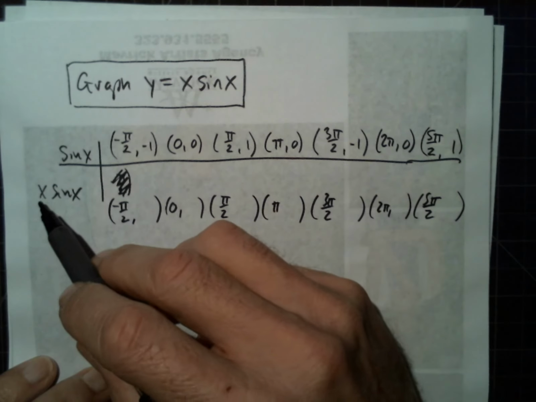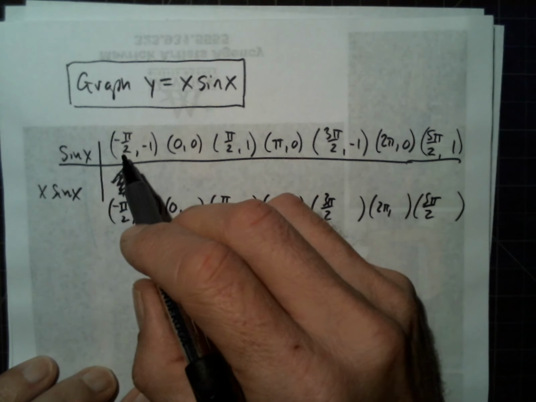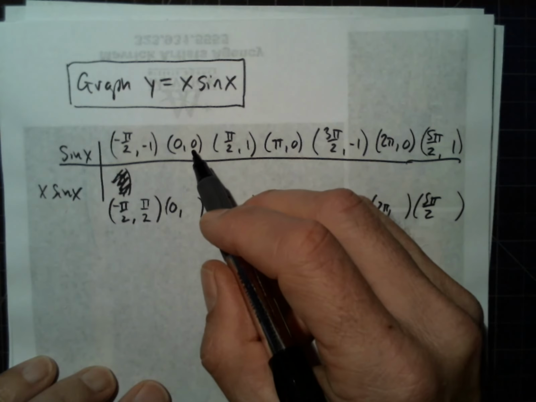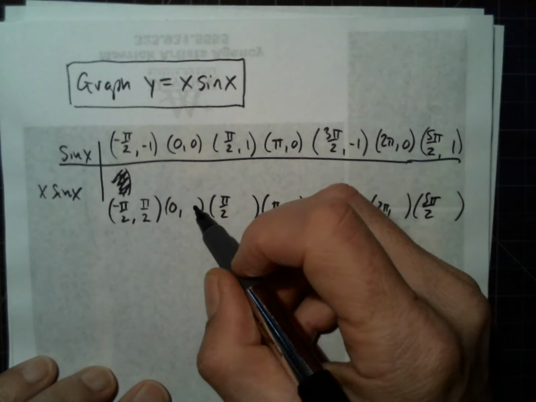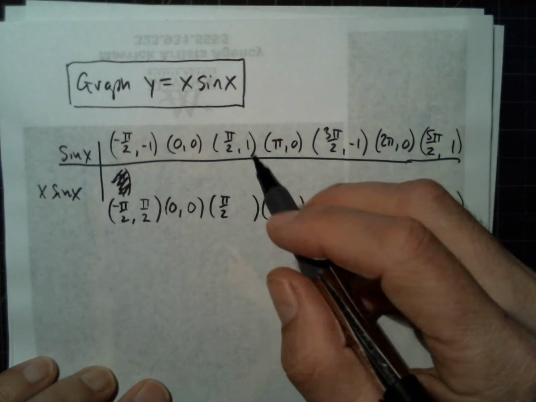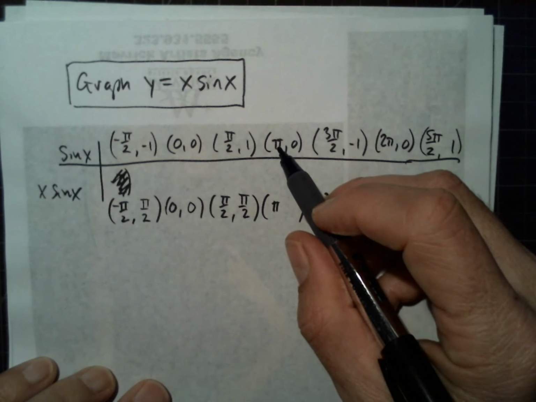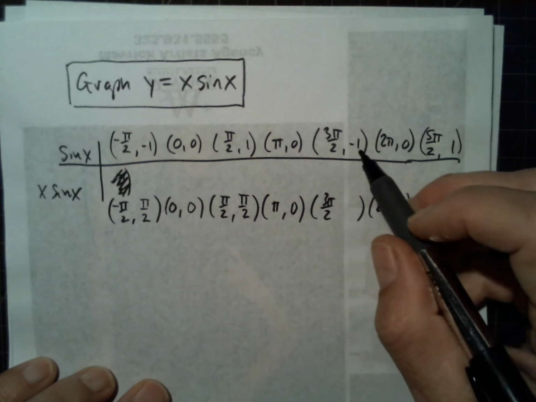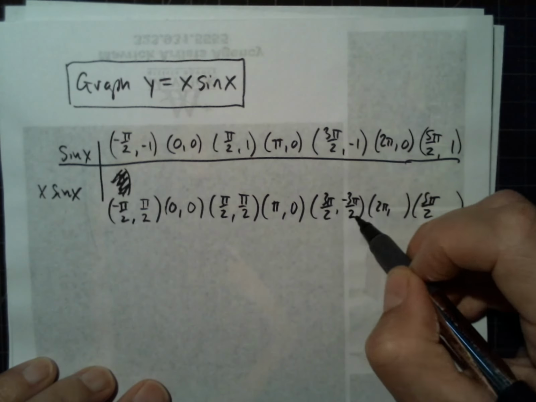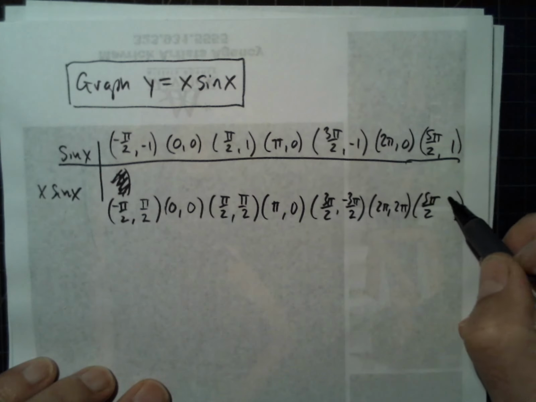Alright, so this says multiply the y value by x. So here's the y value, and we're going to multiply it by the x value. We get pi over 2. Here's the y value multiplied by the x value. The y value is 1, multiplied by the x value. Y value is 0, multiplied by the x value. Negative 1 times 3 pi over 2, negative 3 pi over 2, 0 times 2 pi, 1 times 5 pi over 2.